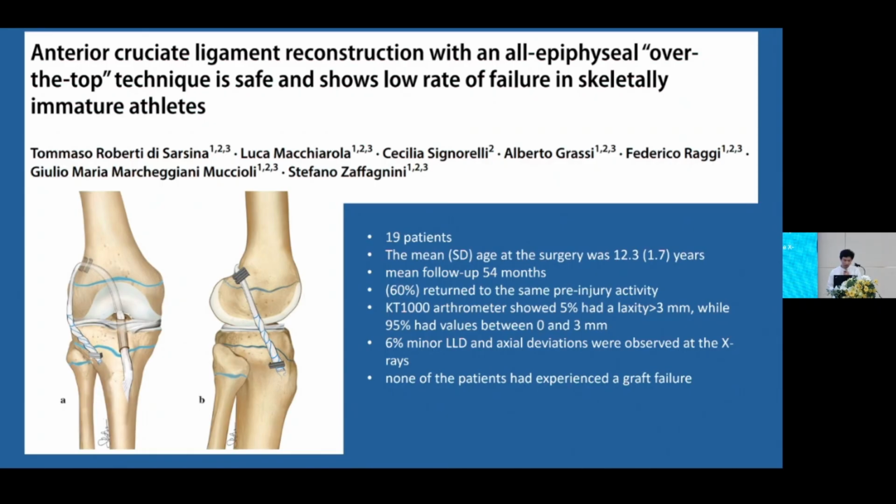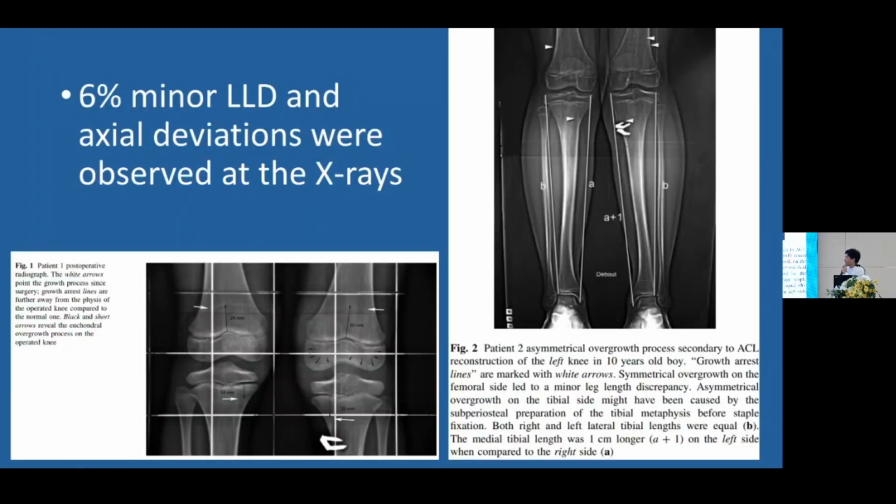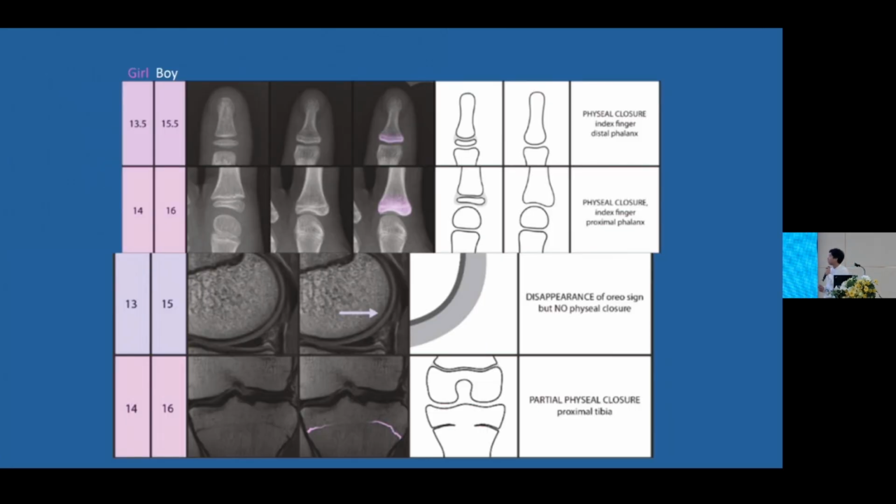Another technique is over the top. Over the top has a good result. None of the patients experienced graft failure, but 6% have a minor limb length discrepancy and axis deviation in the X-ray at the follow-up.